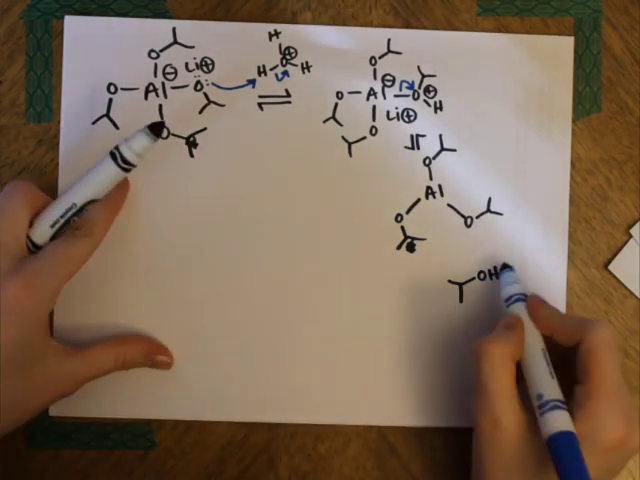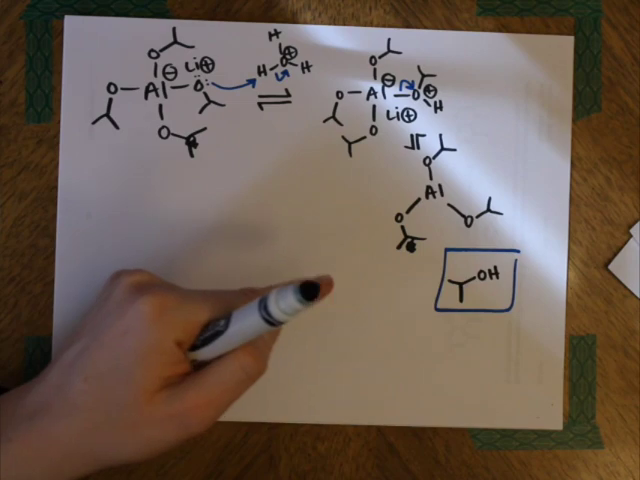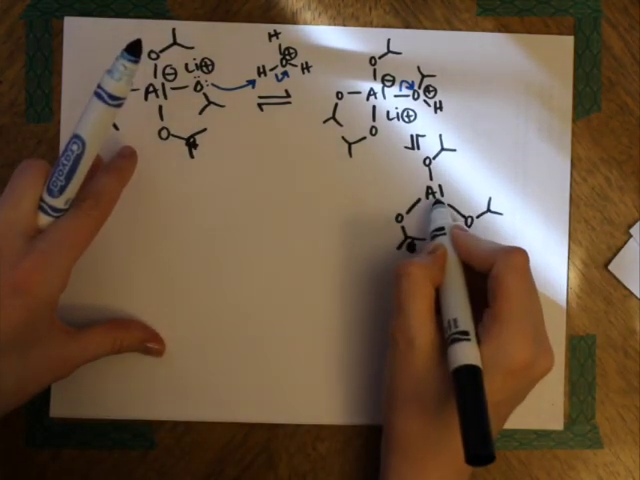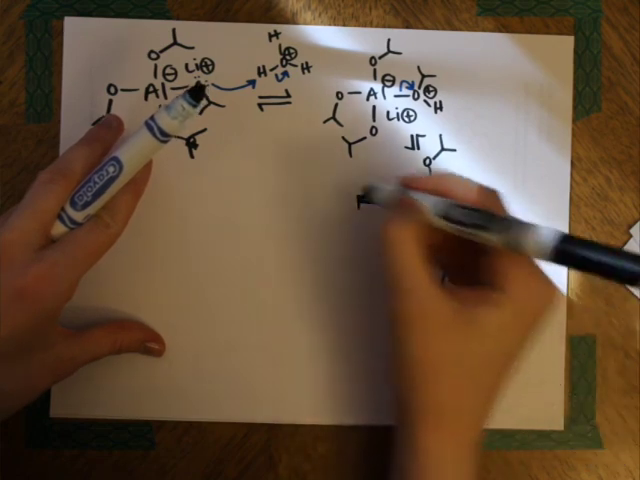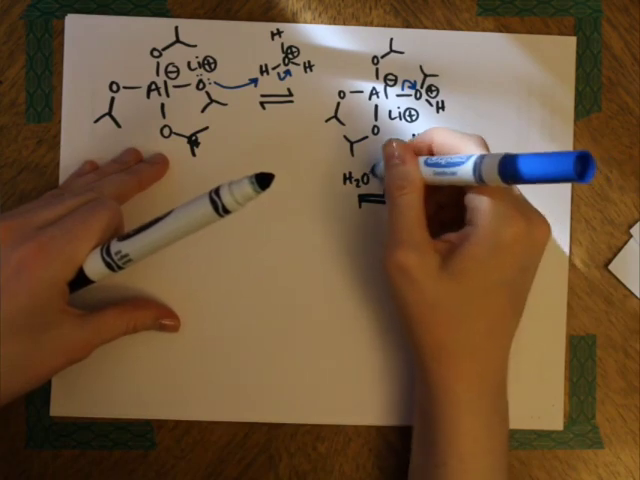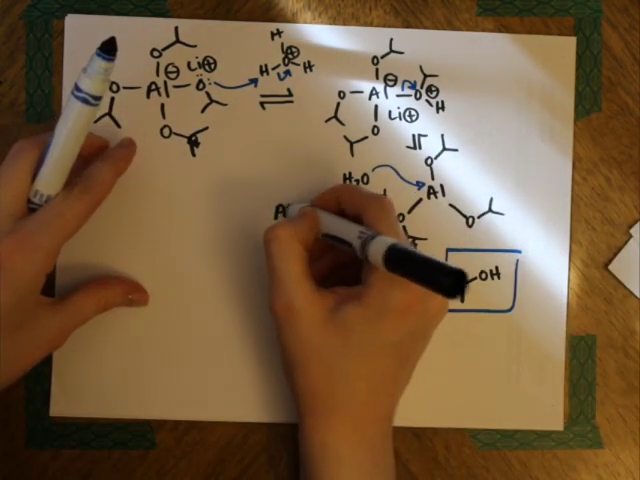I've got my 1 molecule of isopropanol, so I have another 3 to go. I have to do this some more. And so what am I going to do to get these other guys to leave? Well, I'm going to have to attack this with water. I'm going to have to make this negatively charged again.